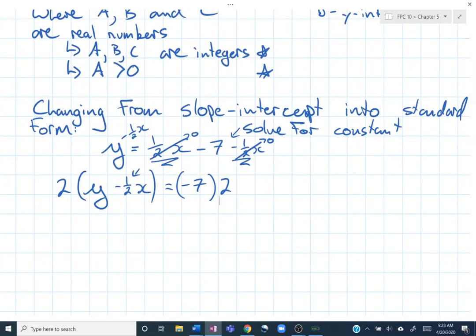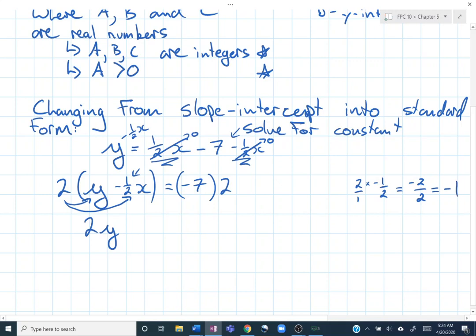We'll notice how on the left-hand side I'm going to have to distribute. I'm going to have to multiply that 2 into both of these terms. 2 times y is 2y. 2 times negative 1/2, and I can do a little side calculation over here. Negative 1/2, if I'm multiplying fractions, I multiply the tops, I get negative 2, I multiply the bottoms, I get 2. 2 divided by 2 is 1, so I just end up with a negative 1. Negative 1 x is equal to negative 14.